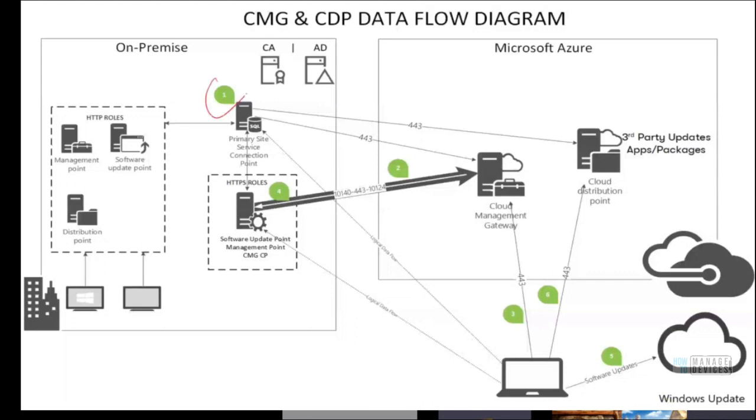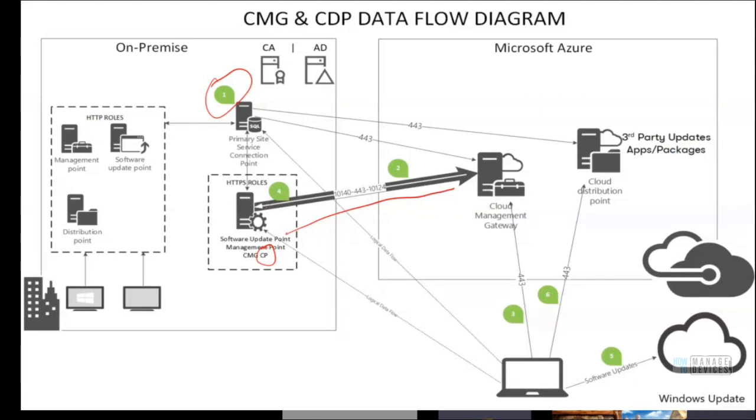So from here, the service connection point will be deploying the cloud management gateway, and once it is deployed, you need to install the connection point. The connection point will make a connection to the cloud management gateway, and in turn, it will be creating a channel within that connection. That is why you see a black arrow going to the cloud management gateway, and internally there is a white arrow coming back.